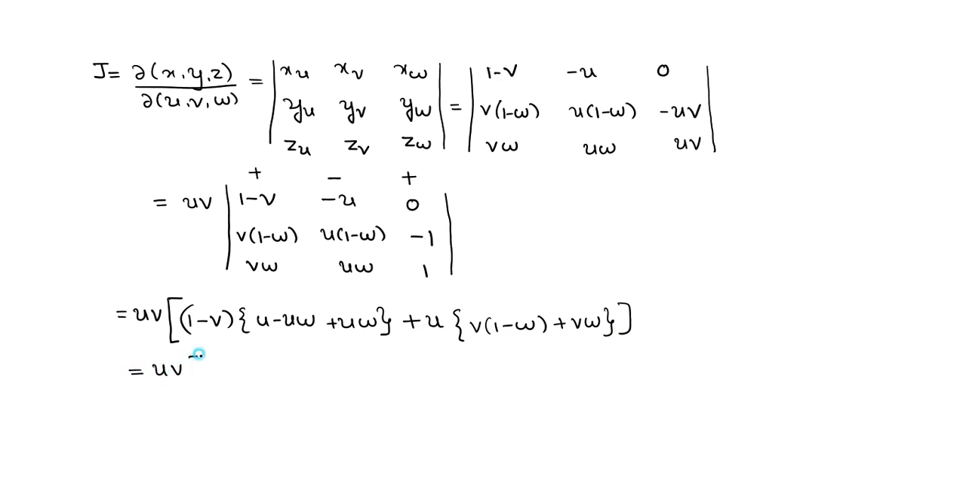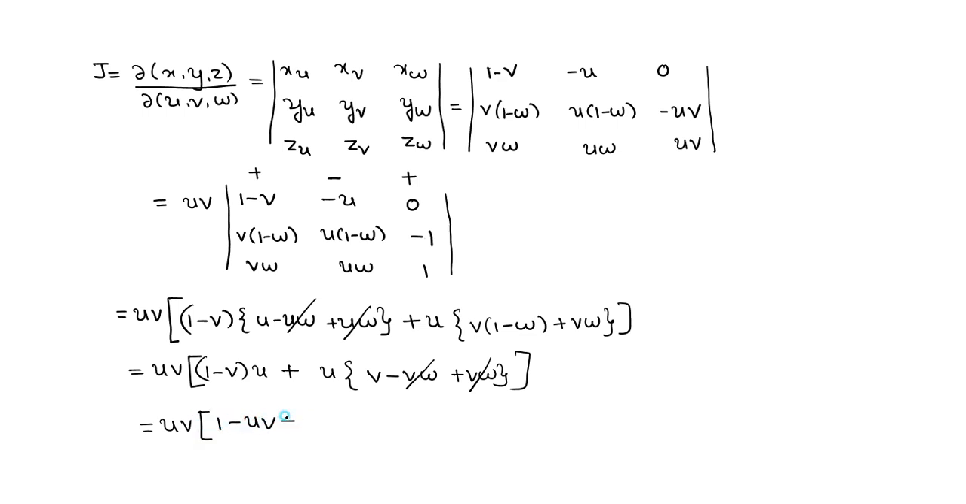On simplification, we note that uw gets cancelled. It is (1 minus v) into u, plus uv minus vw plus vw. Again vw gets cancelled. It is u minus uv plus uv. So once again uv gets cancelled. So the Jacobian is u into 1, which is u. So it is u squared v.